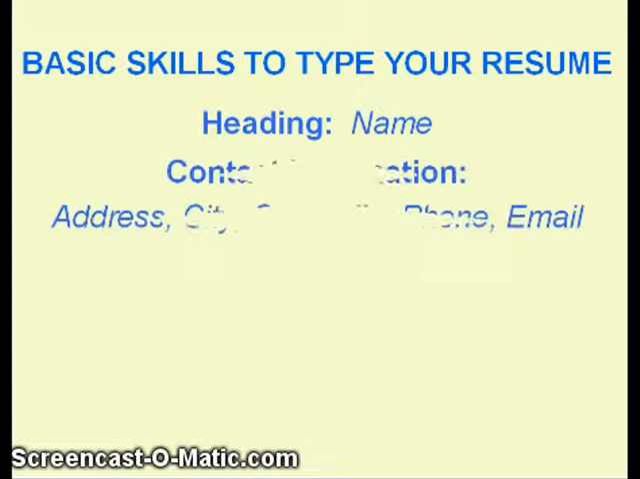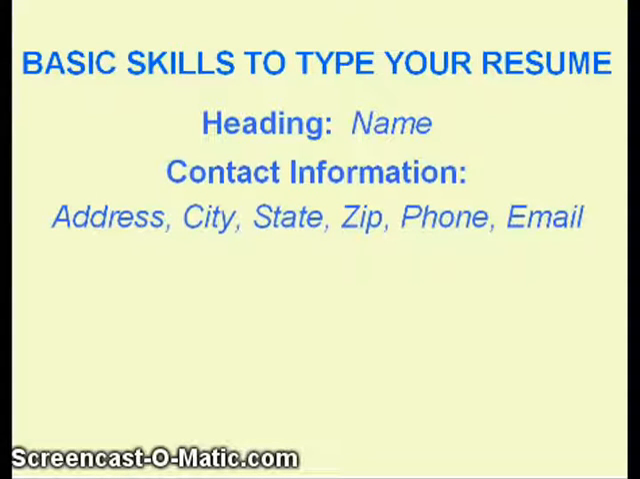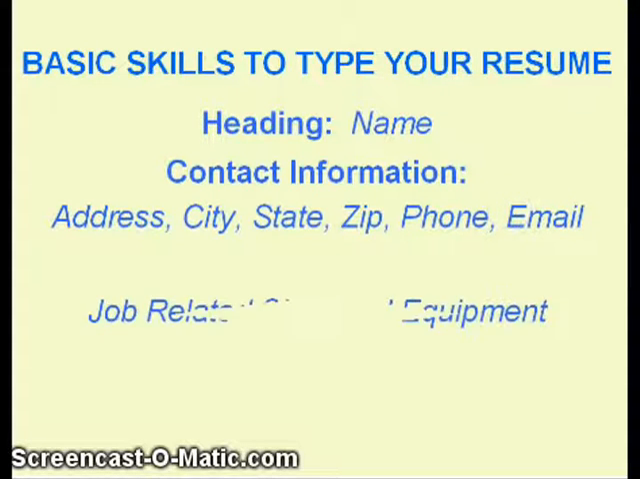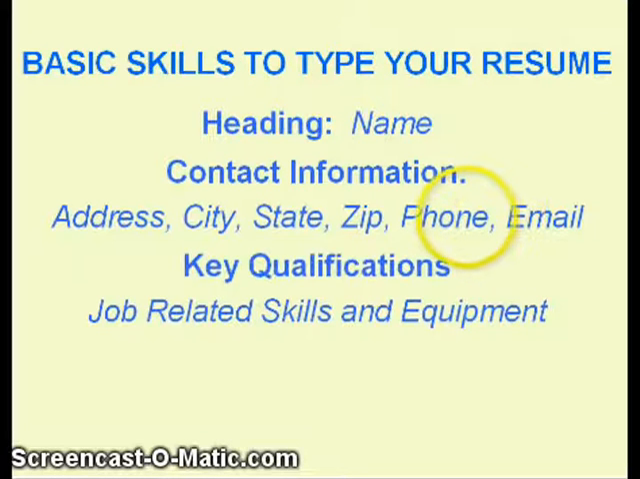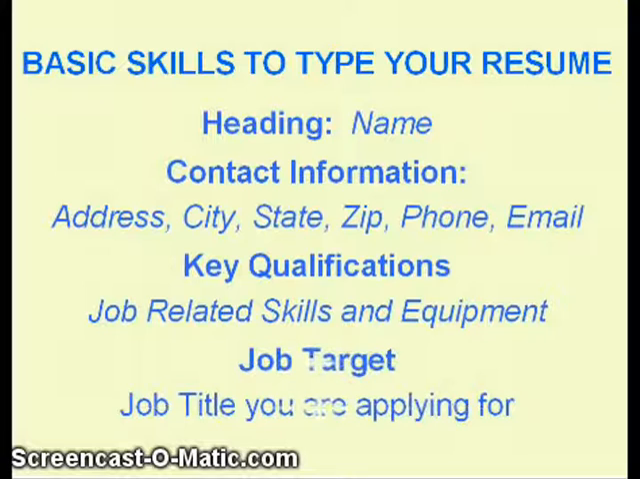In this first tutorial, we're going to cover the resume heading, which of course is your name. Then, the contact information, which includes address, city, state, zip code, phone, and email. Then, your job-related skills in your key qualifications. This will include equipment and job functions you've performed on previous jobs that relate to the job for which you are applying. Then we're going to cover the job target. That is the job title for which you are applying and should be right next to key qualifications.